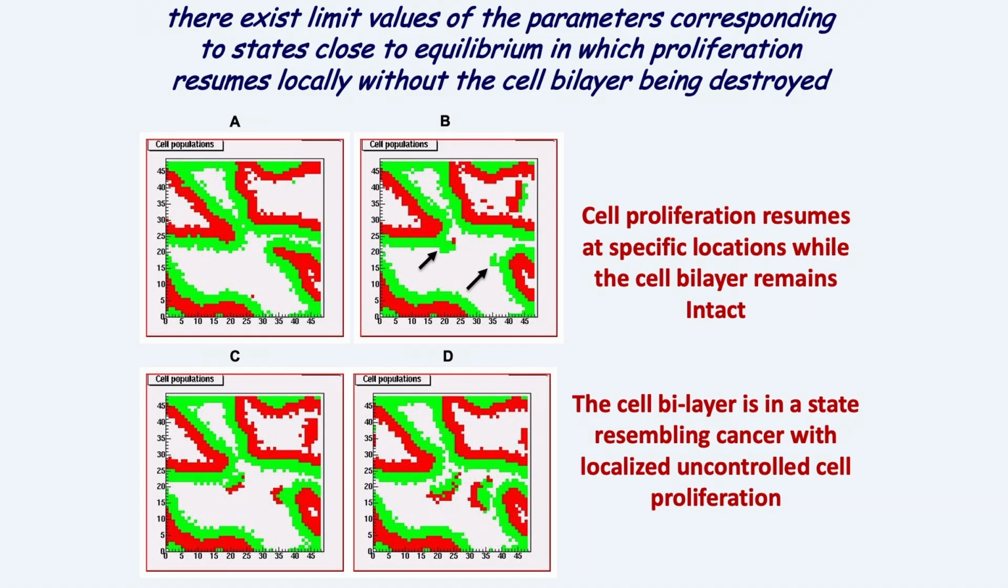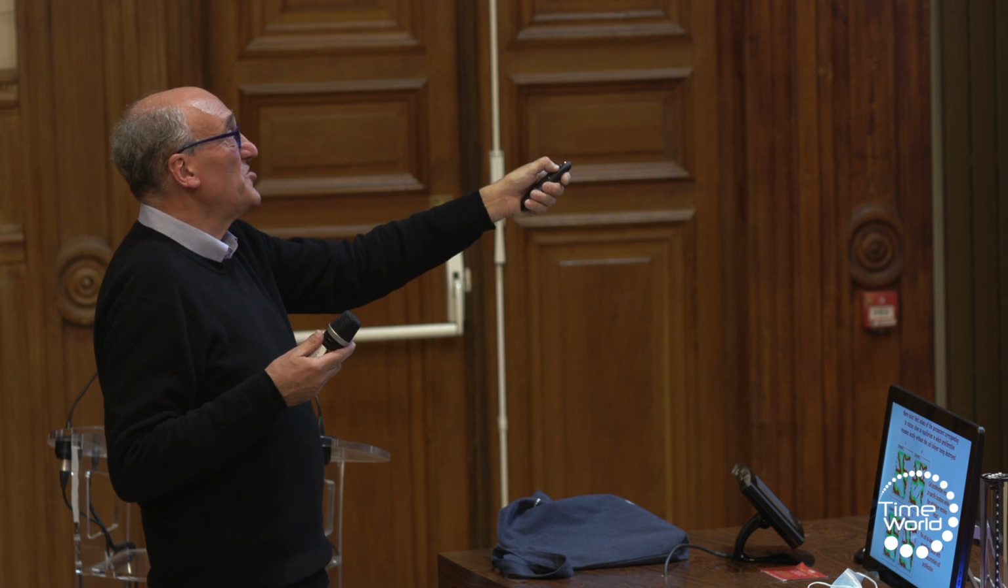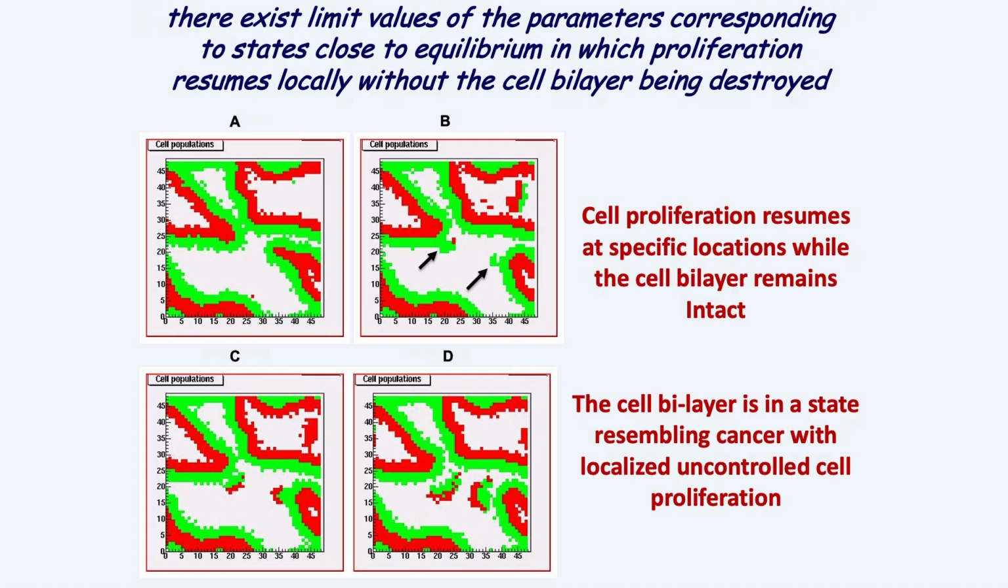So this is shown on this slide. In panel A, we first let the cell bilayer, the worm, form and reach its adult stage. Then we introduced a slight deviation in one of the parameters. And as can be seen on panel B, cell proliferation resumed locally, as shown by the two arrows, with cells budding out of the cell bilayer. As the simulation continued, these cells, panel C at the bottom left, grew into cell masses, panel D, that were eventually released in the environment.